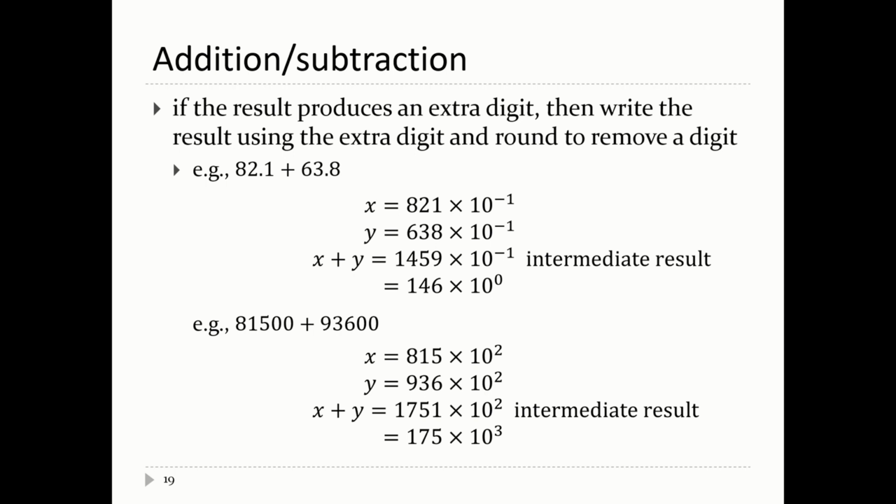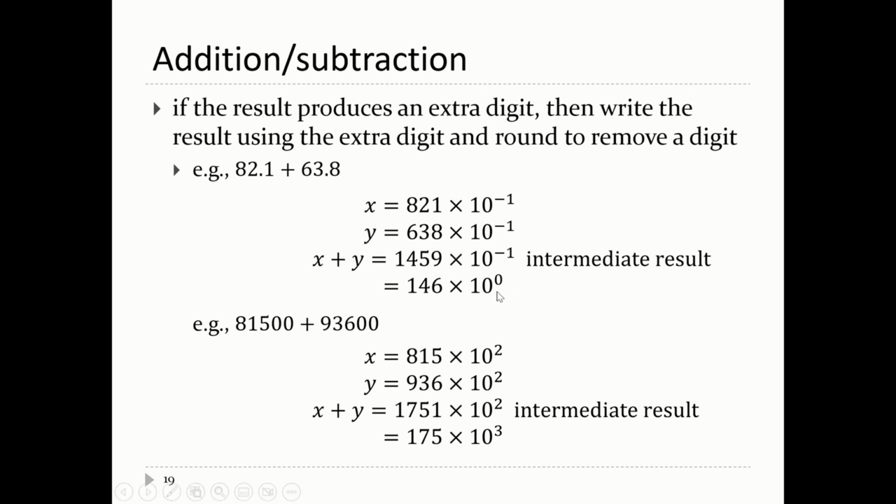Okay, now what happens when your result produces an extra digit? When I take two numbers, sum them together, and I can't represent the sum with three digits anymore, then you write the result using the extra digit. So here we've got 82.1 and 63.8. That becomes 821 and 638. Compute their sum, so that's 1459. That's your intermediate result. It's intermediate because to hold the result, you actually need four digits. Our representation only has three. And now you have to decide, how do I handle that fourth digit? For our purposes, we're just going to round. You might choose to throw it away as well. If you threw it away, you would get 1450 times 10 to the minus 1. If you round, then you get 1460 times 10 to the minus 1.